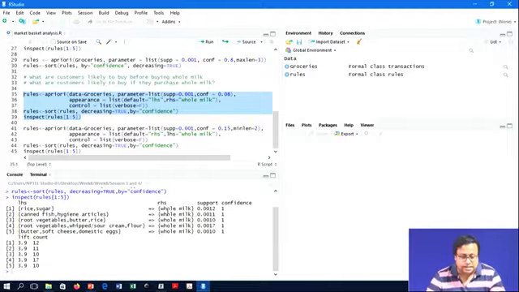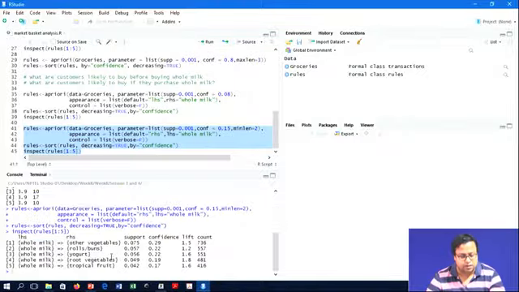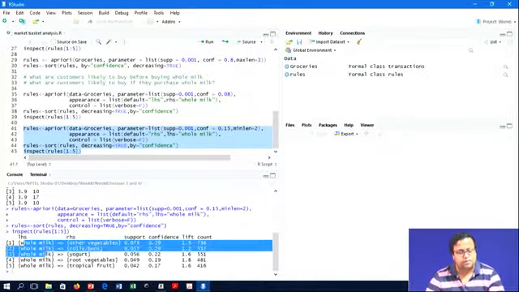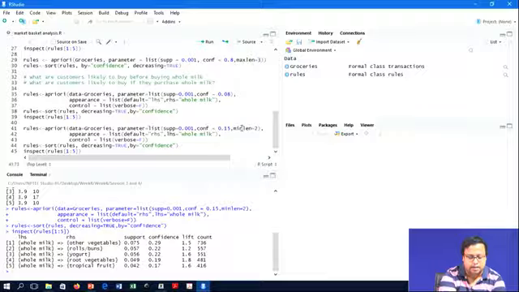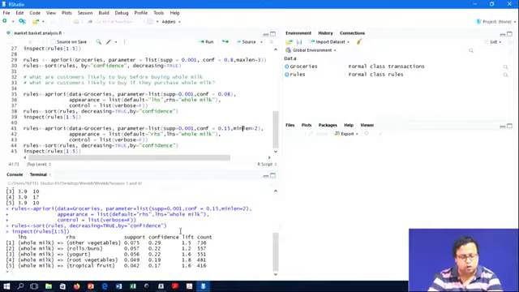Similarly, I can say the left-hand side also must have whole milk. That will create this kind of rules. For left-hand side must have whole milk, there is no other choice. And you see I have written min length equal to 2, which means the minimum length of the rule has to be 2. So minimum length is always 2, and there will be rules which are more than 2. If I do max length equal to 2, then there will be absolutely one item in the left-hand side and one item in the right-hand side. That is how you create lots of rules.